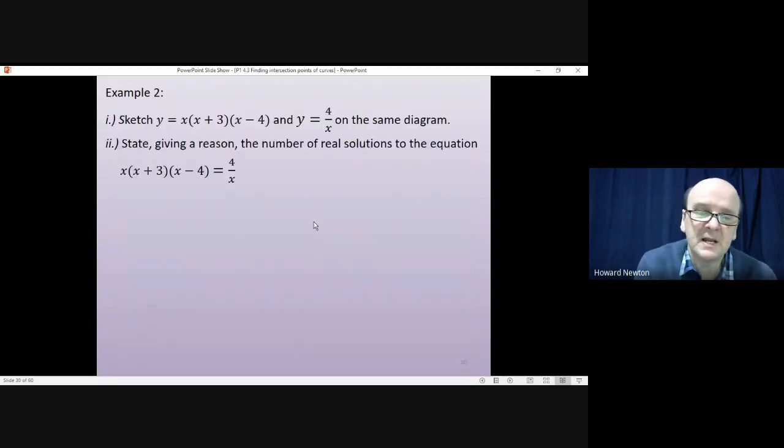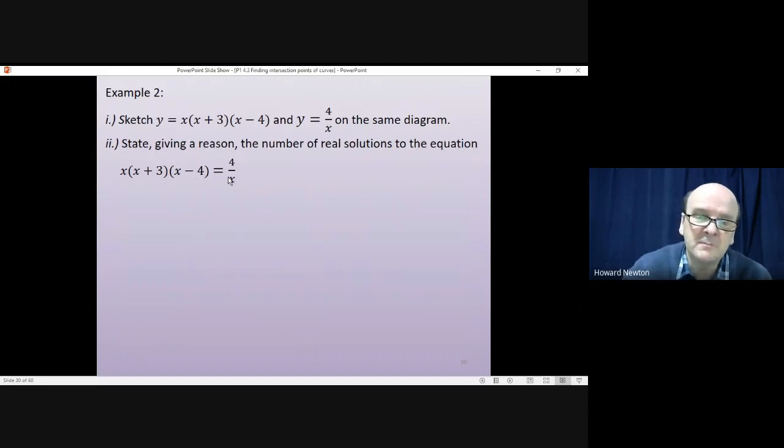Okay, example 2 is slightly different. Again, there are two curves. This time the first one's a cubic curve, and the second one is a reciprocal curve. We're asked to sketch those on the same diagram. And then the question says, state, giving a reason, the number of real solutions to the equation x times (x plus 3) times (x minus 4) is equal to 4 over x.